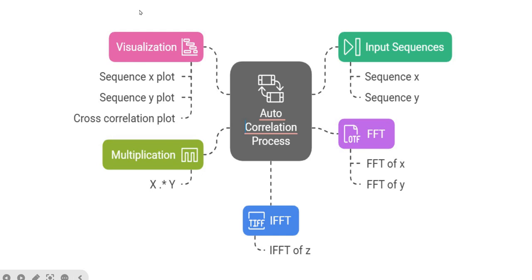So for visualization, we are using the sequence x plot. That is, we are plotting the sequence x, we are plotting the sequence y, and we are plotting the cross correlated sequence. Now we'll see what are the benefits of using the autocorrelation, that is the practical benefits, why it is used. It is used because the efficiency is more. That is, there will be huge time savings for large data sets.